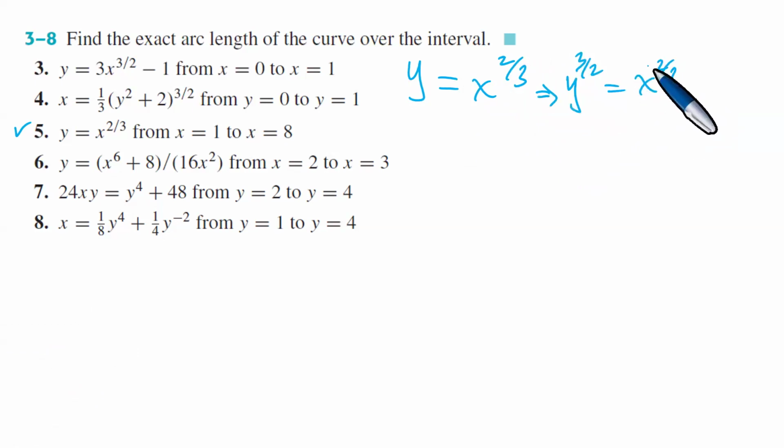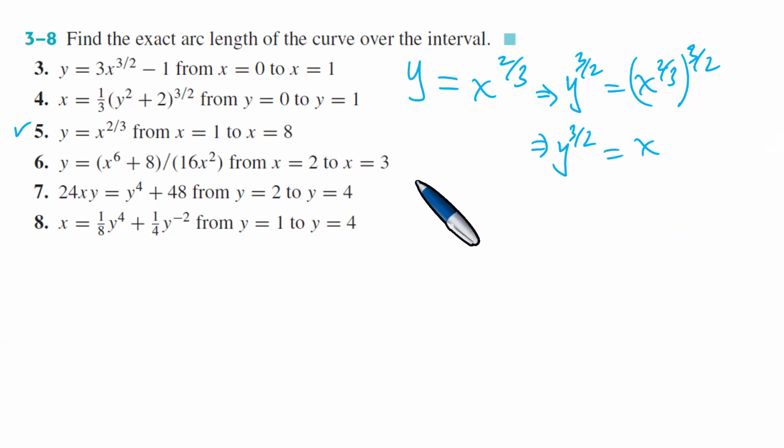X to the power 2 out of 3, you raise it to the power 3 out of 2. Y to the power 3 out of 2, and then these 2 cancels, 3 cancels, giving us x. Now you can get dx/dy. You can change the question and make x the subject, make y the subject.